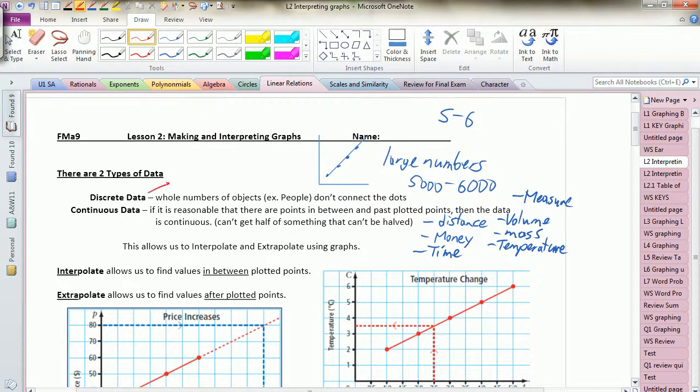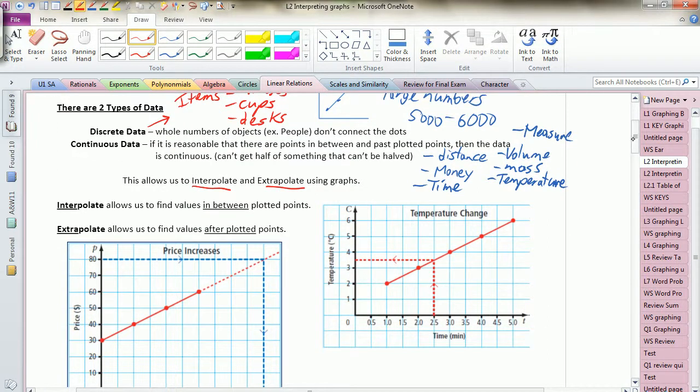Usually discrete data will be items. For example, jugs of milk, coffee cups, desks, houses. Usually it's going to be a whole number. And so then you would not connect the points unless you had very large numbers. However, connecting the points allows us to interpolate and extrapolate using our graphs.